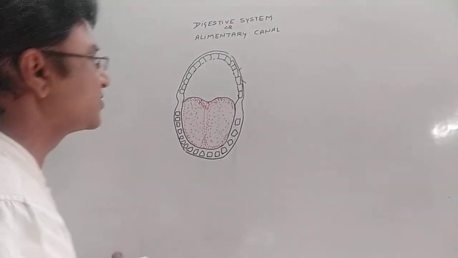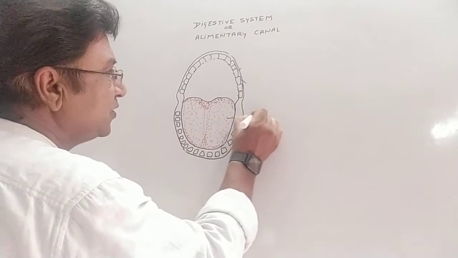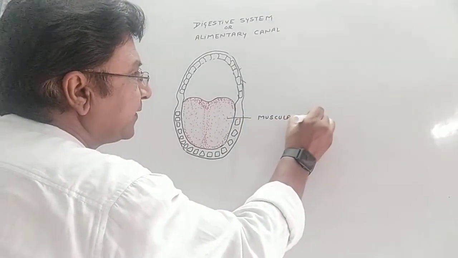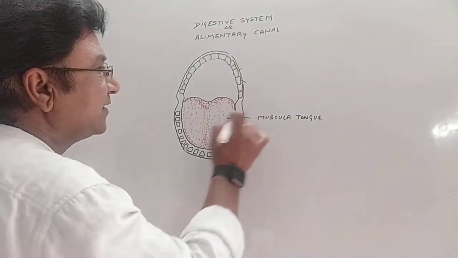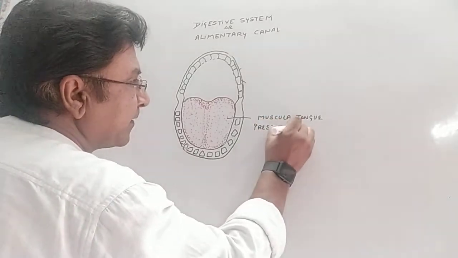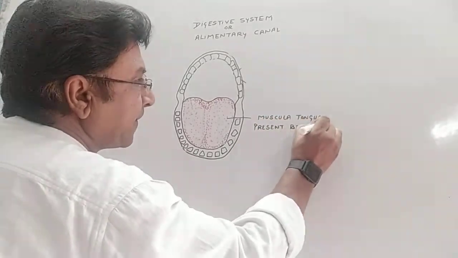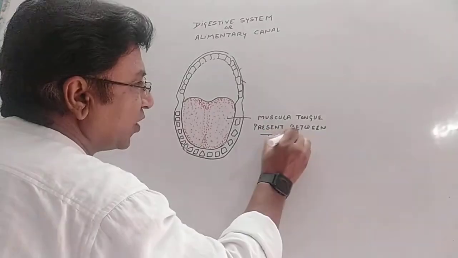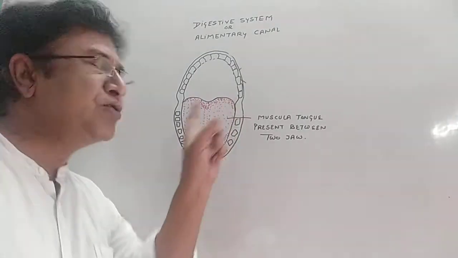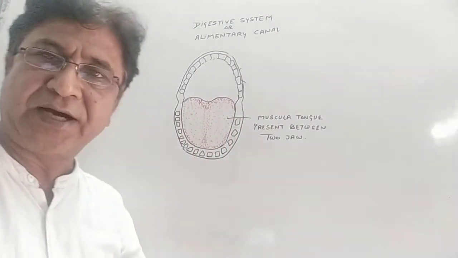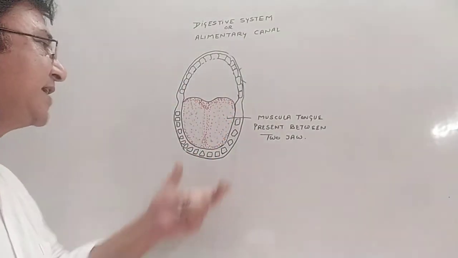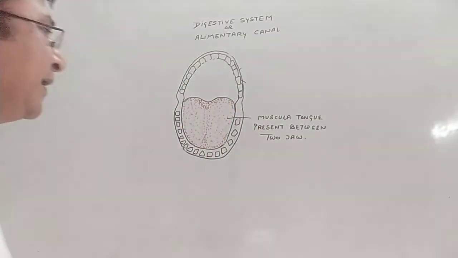Now this is a muscular tongue, which is present between the two jaws. Posteriorly it is attached to the lower jaw and anteriorly it is protruded outside.